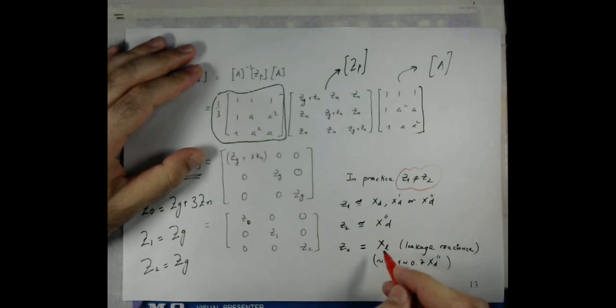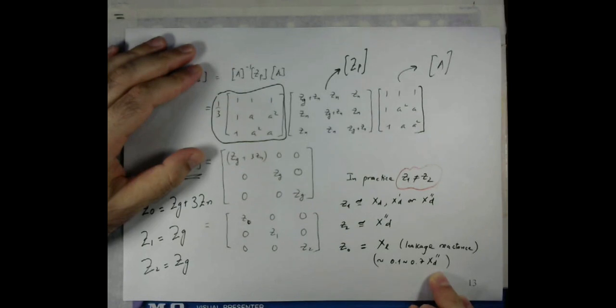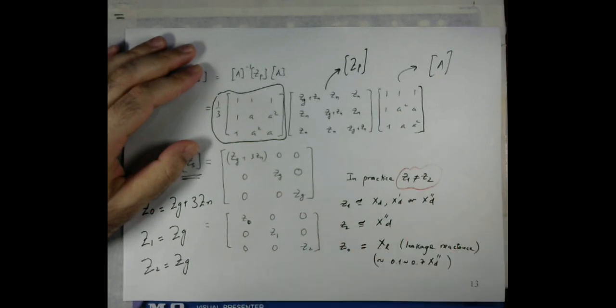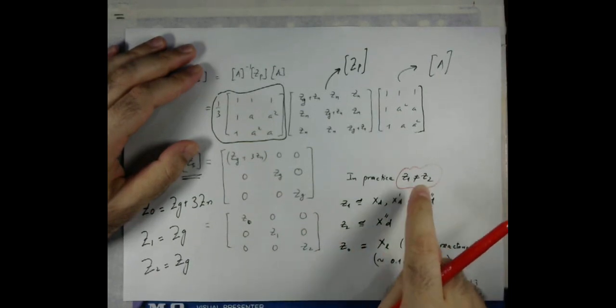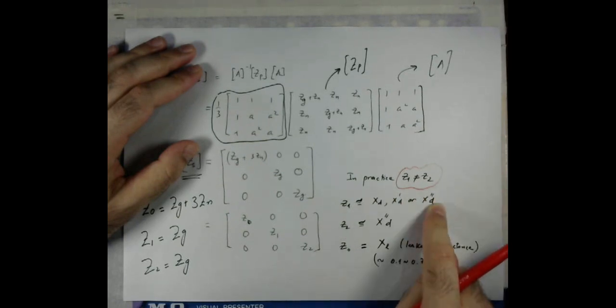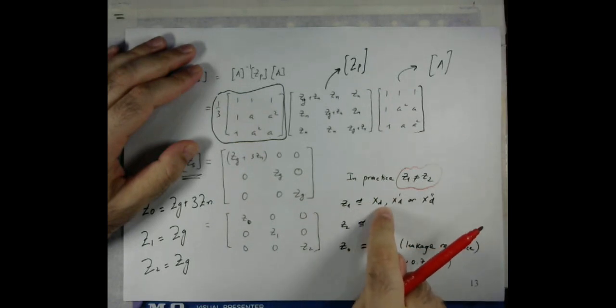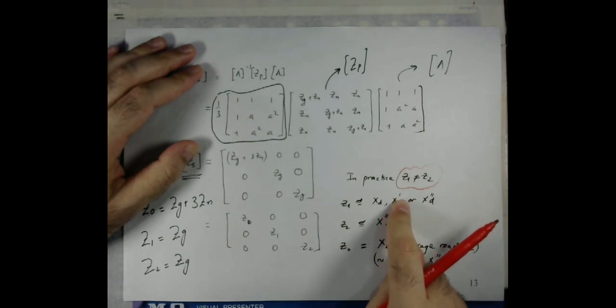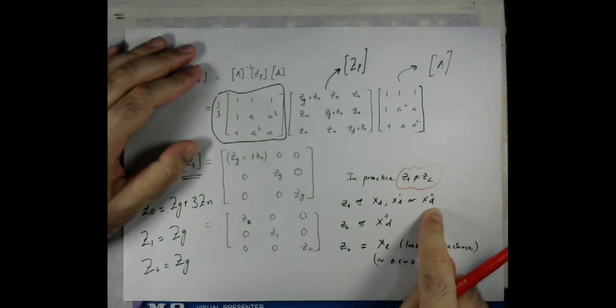And Z0 is taken as the leakage reactance, which is approximately equal to 0.1 to 0.7 times the subtransient inductive reactance. So as I mentioned, theoretically we have found that Z1 is equal to Z2, but in practice Z1 is not equal to Z2. Z1 is usually taken as either of these terms. As we have discussed, this is the steady state inductive reactance, this is the transient inductive reactance, and this is the subtransient inductive reactance.